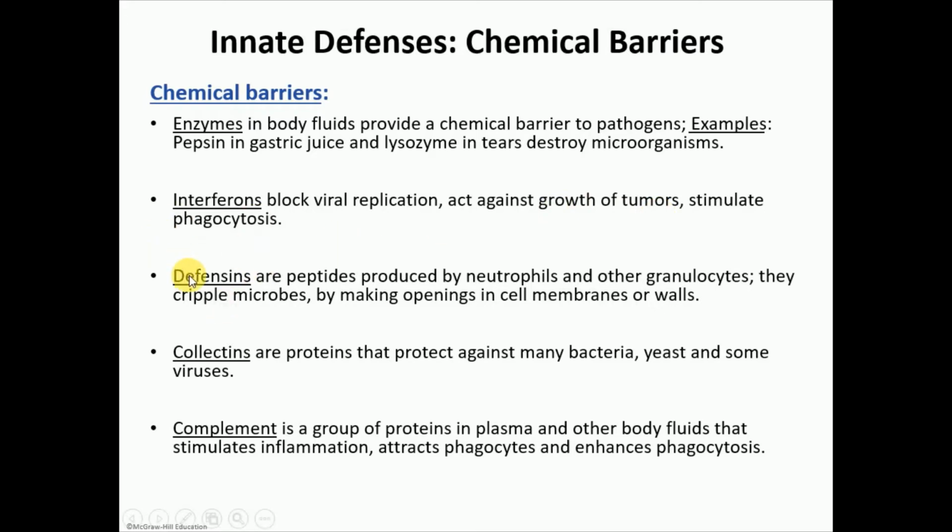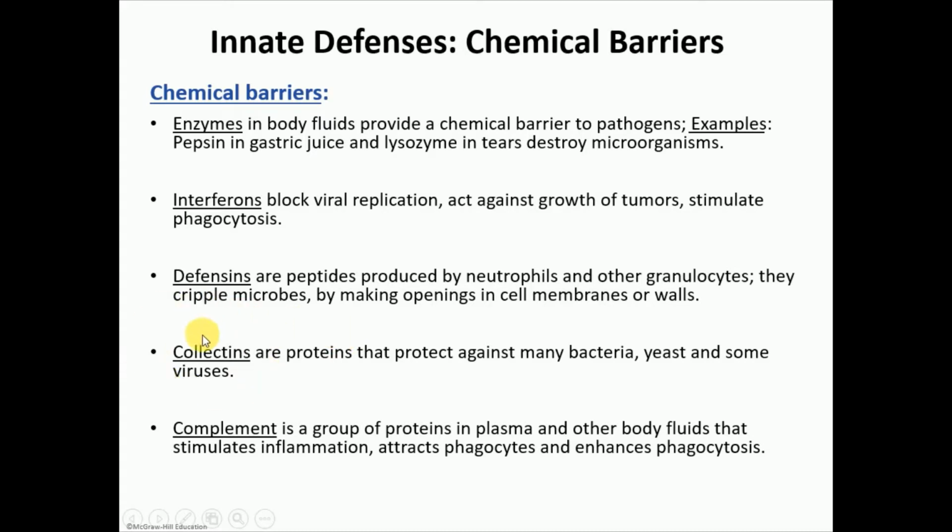Defensins, from the name, are proteins that defend us. Sorry, it's a chemical that is made by neutrophils, and it'll defend us from these microbes. It really kind of paralyzes them and kills them by making little openings in the cell membrane. So when you make that opening in the cell membrane, you pretty much killed that germ.